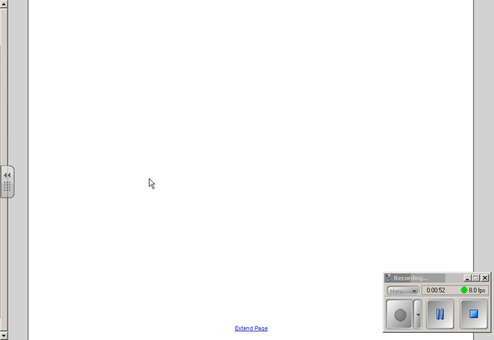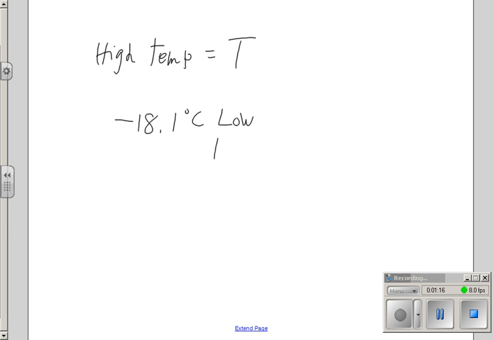It says let's define the variable high temperature, which we don't know, as being T. Okay, we use a capital T for temperature. So we know that the daily average temperature in degrees Celsius is the average of the high and the low. So what is the low? Well, the low temperature, it says, was negative 18.1 degrees Celsius. That's the low. And the high, again, is T.